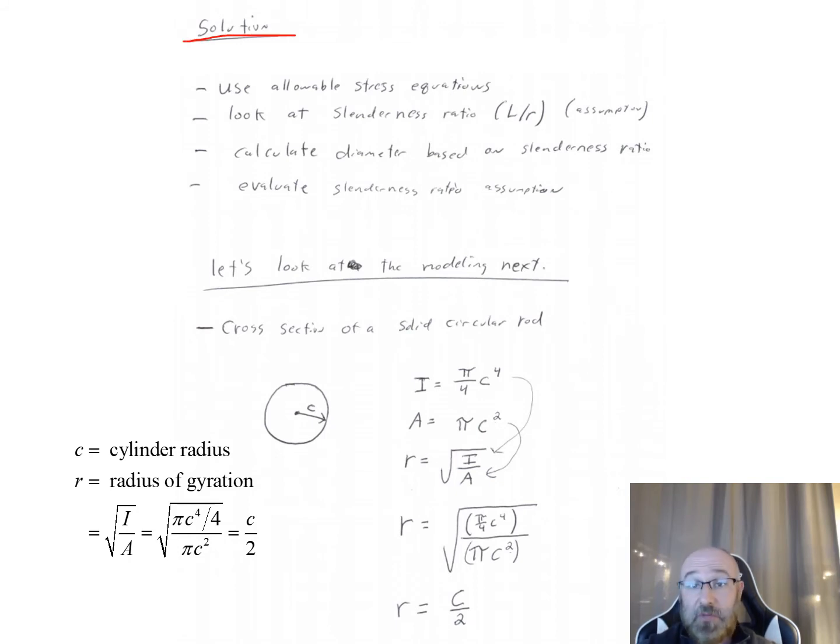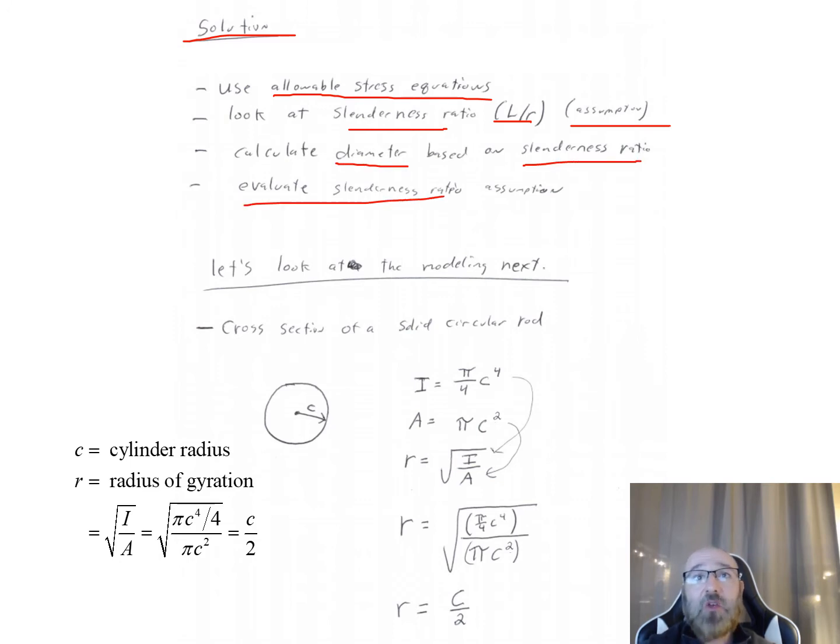We'll take a look at our procedure for analysis. What are the steps along the way? Well, we're going to utilize our allowable stress equations. With that, we're going to take a look at our slenderness ratio, our L over r, and make an assumption. Based upon that assumption, we're going to calculate the diameter based on that slenderness ratio assumption. From there, we'll evaluate that assumption and decide if it's correct or not. If it is correct, we're all set, and that diameter is our answer. If the assumption is shown to be incorrect, we'll need to go back through, make another assumption, and repeat these steps to calculate the diameter based upon the new assumption.